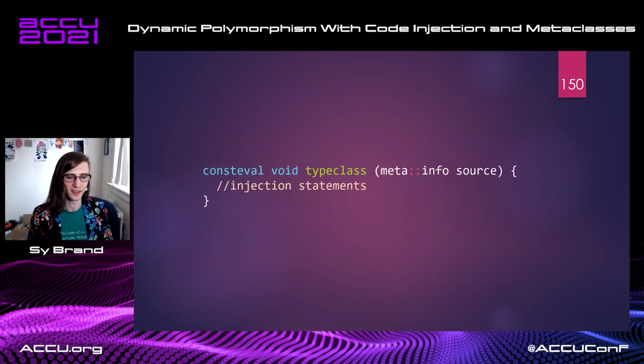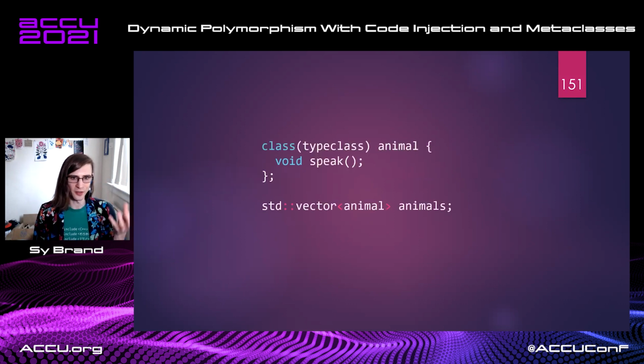And similarly, our type class metafunction would do exactly the same thing. Earlier I showed you that type class, which did all of the injection statements and things like that. Instead, you would just do that inside a type class, and it would give you the same thing. But now it would let you do something like this.